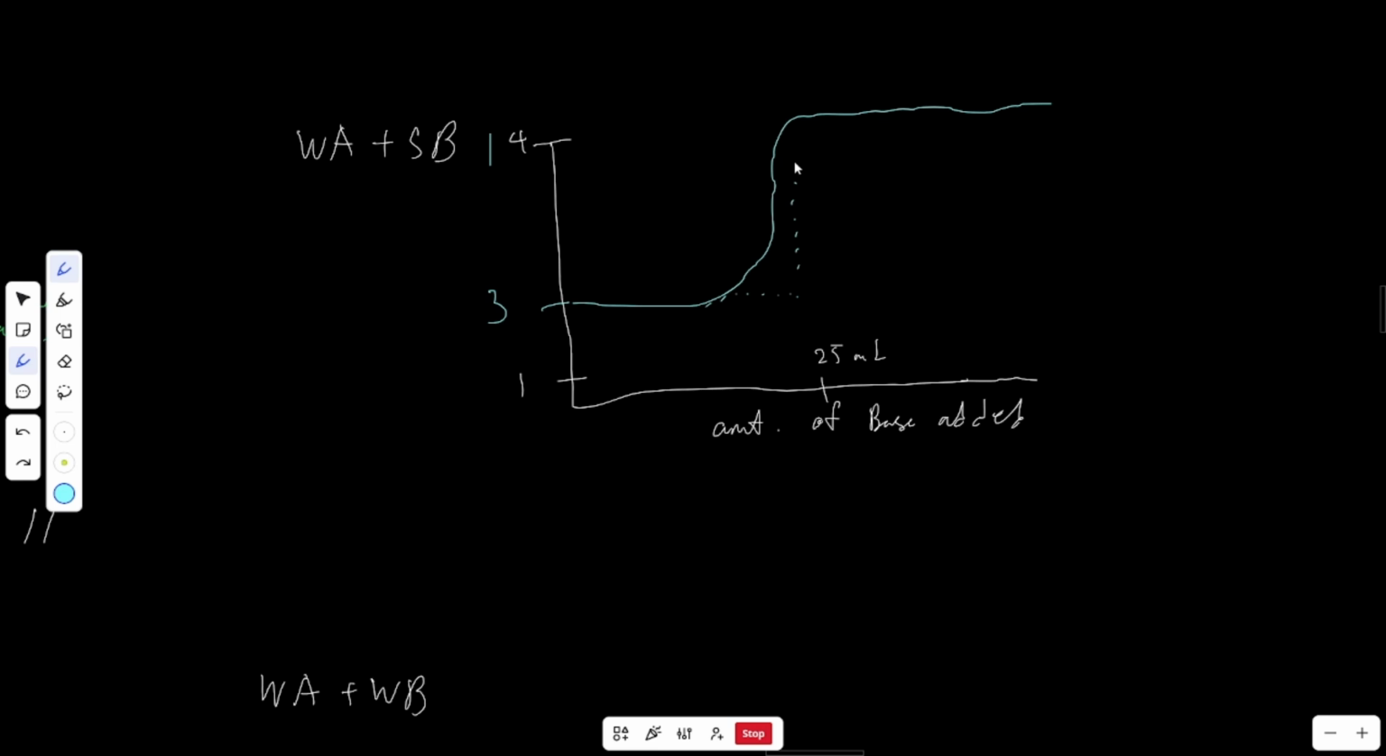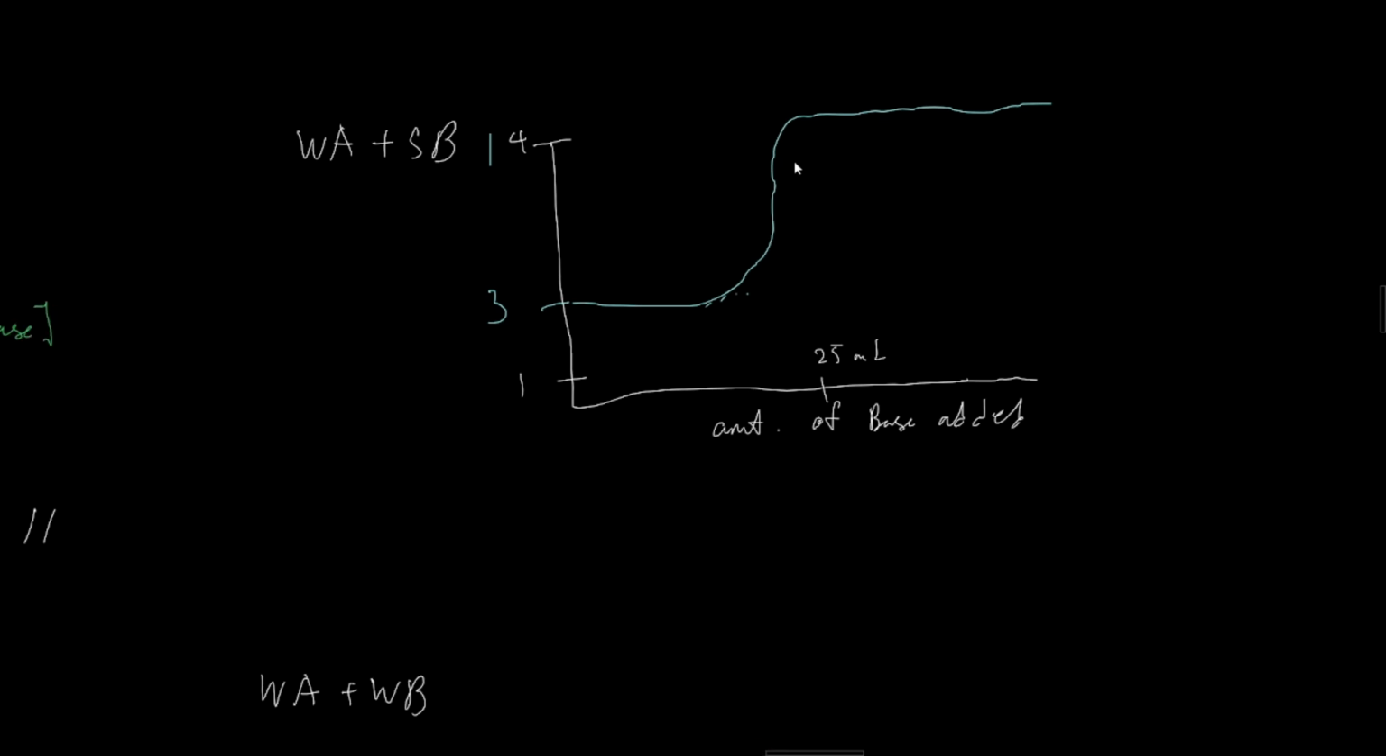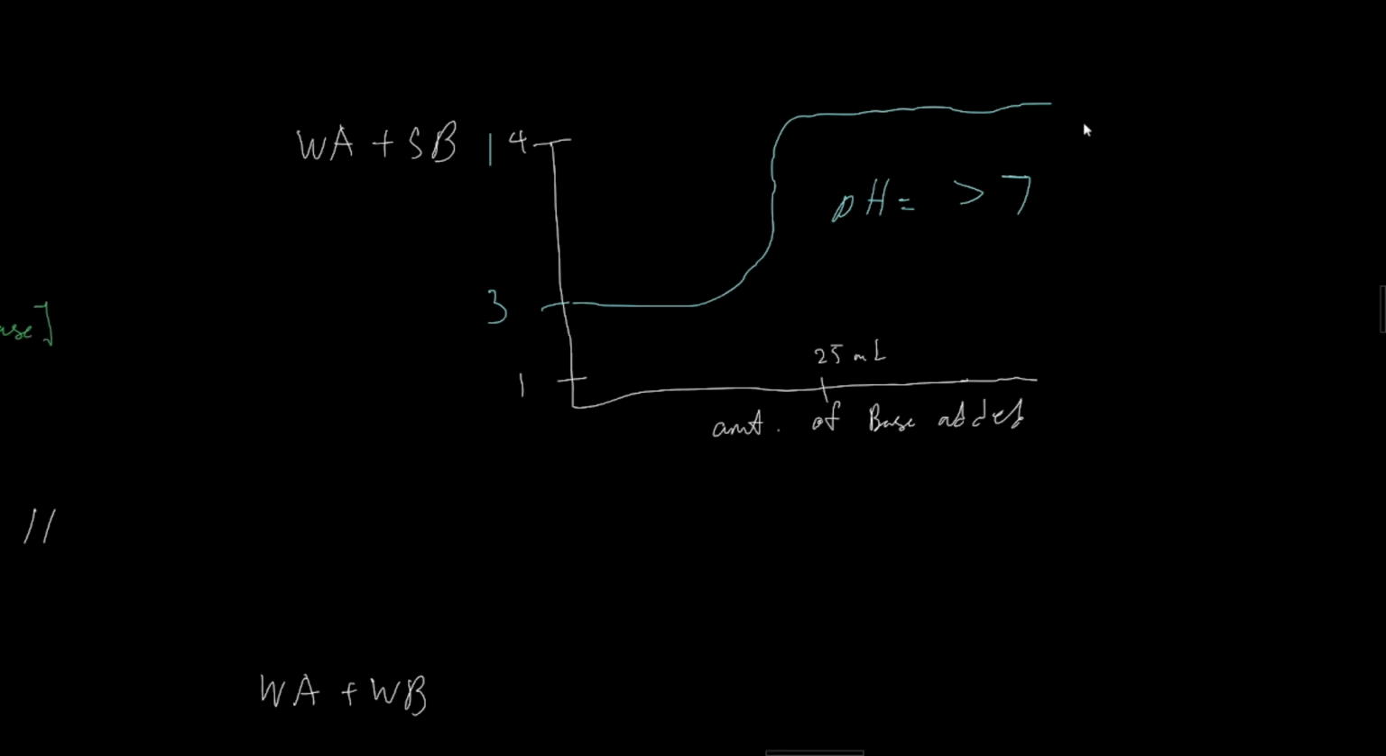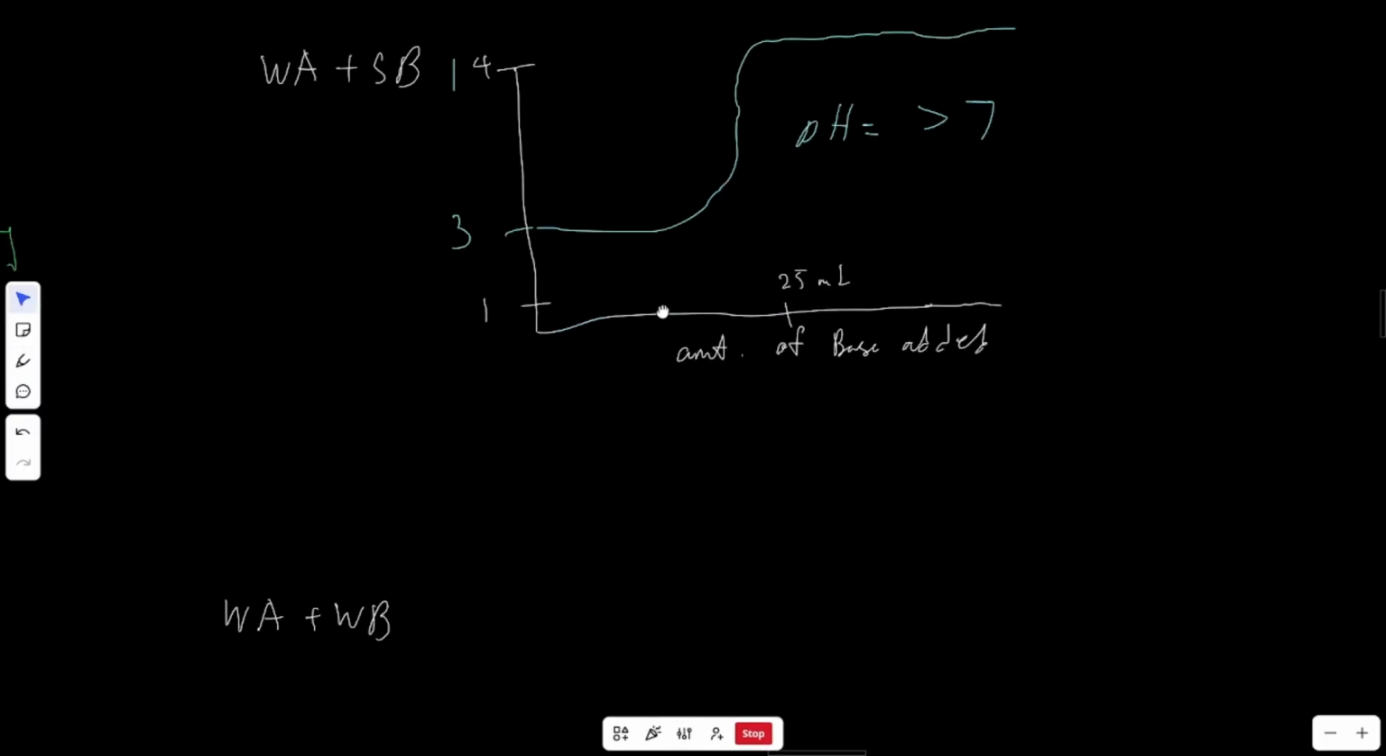Now, the equivalence point at a weak acid and strong base titration would be slightly greater than 7. And the end point would obviously be around 12 to 14. Now, this is what the titration curve would look like for a weak acid and a strong base.